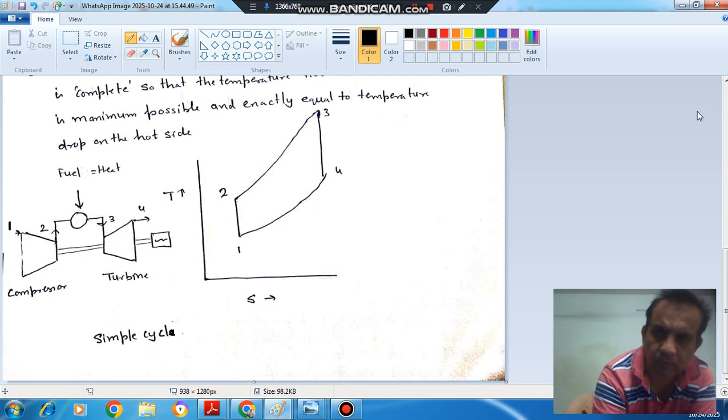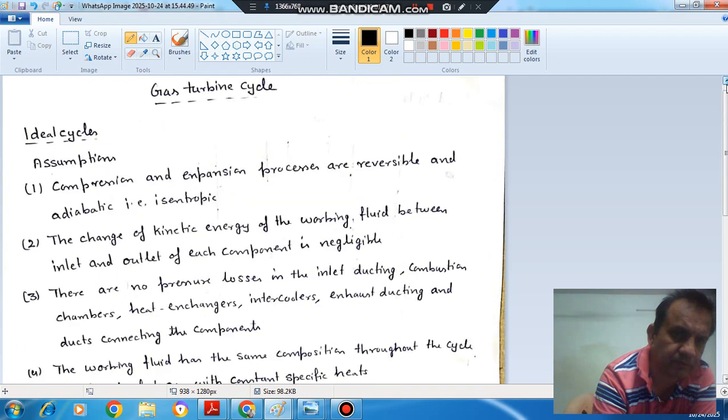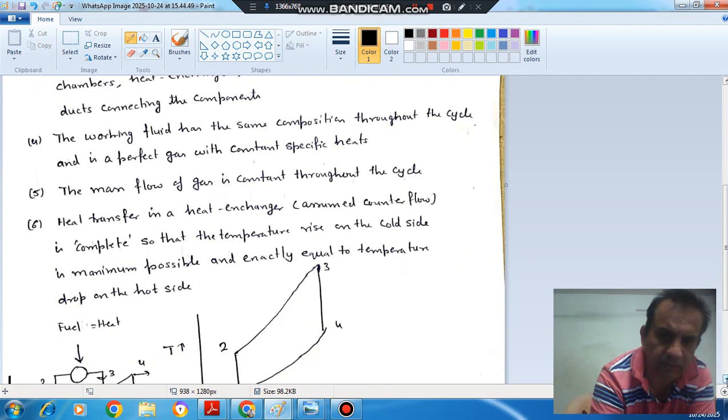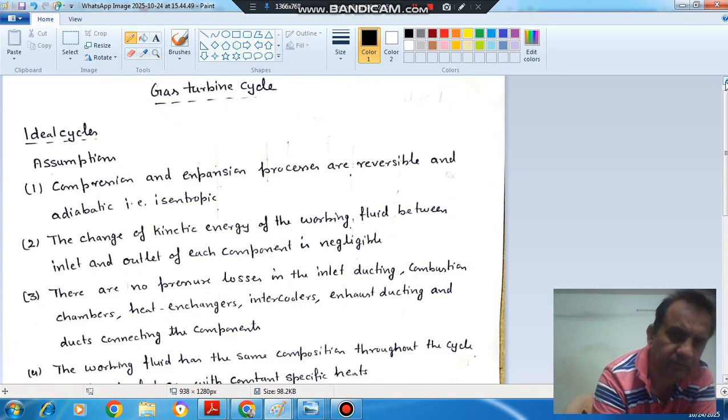Okay. So here some assumptions are made for this cycle. First assumption is compression and expansion processes are reversible and adiabatic, that is, isentropic. The compression process is in the compressor, that is 1-2, and the expansion process is in the turbine, that is 3-4. Both are reversible, adiabatic, or isentropic.